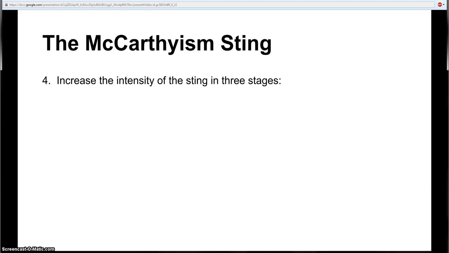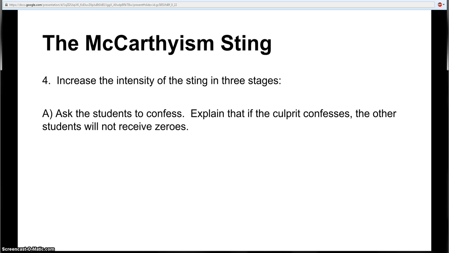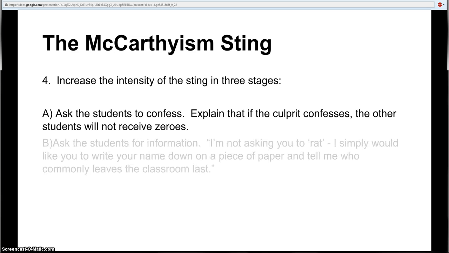Number 4, increase the intensity of the sting in 3 stages. First, ask the students to confess. Explain if the culprit confesses, the other students will not receive 0s.